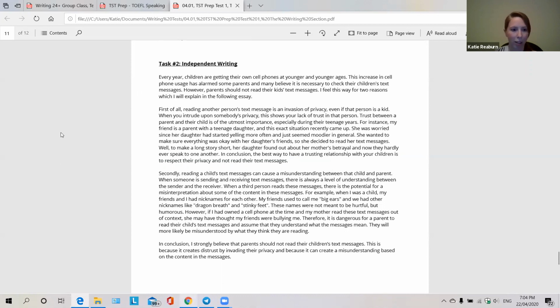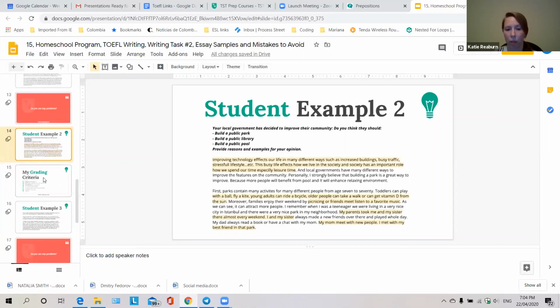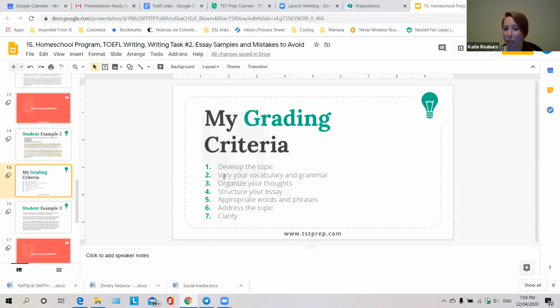Now let's go back. As we said for that one, organization and structure were the main culprits there. That does affect the clarity. If things are going back and forth, then it's hard for the reader to really feel that you are developing, to really follow what your ideas are.